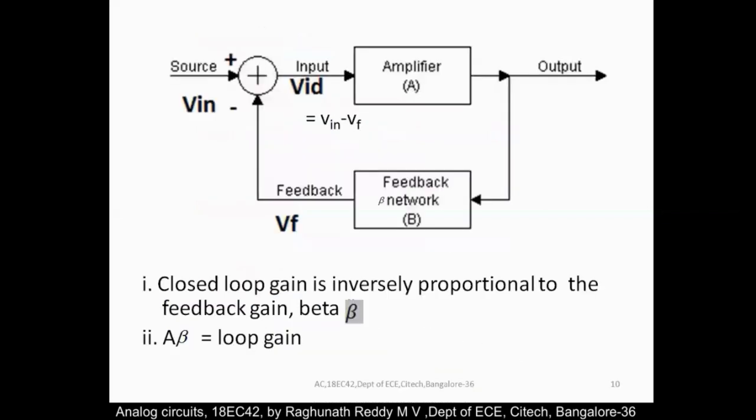This is the feedback form representation of the non-inverting amplifier. Output voltage is taken and acts as input to the feedback network. Output of the feedback network is mixed in series with the V in, so that VID equal to Vin minus VF is the actual input to the open loop amplifier A.